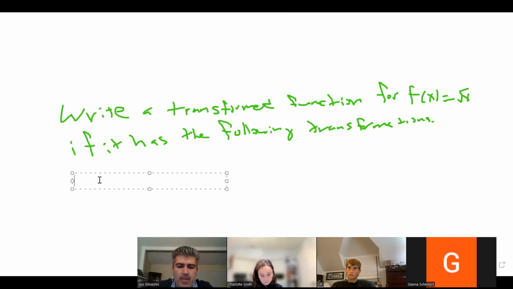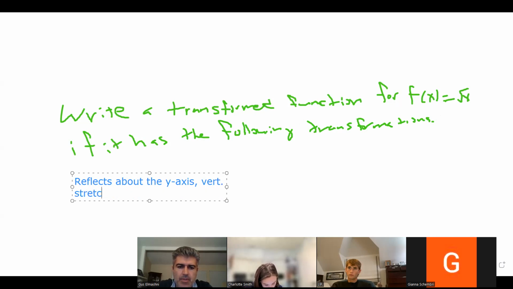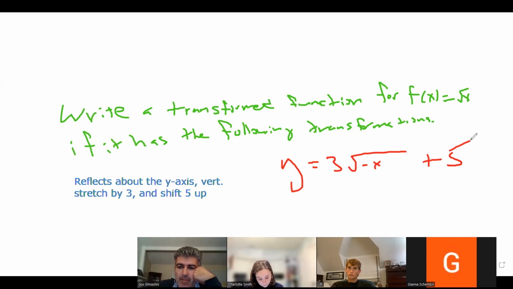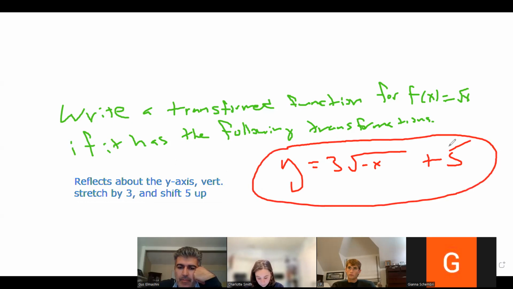Let me go to the text box. So say it reflects about the y-axis, vertical stretch by 3, and shift 5 up. Then to write the equation, you would say y equals, because it vertically stretches by 3, it'll be 3 on the outside. Now, if we reflect about the y-axis, not the x-axis, the negative goes on the inside. And 5 up, put plus 5 right there. So that's something I could ask also. That's just working backwards from the previous problems.